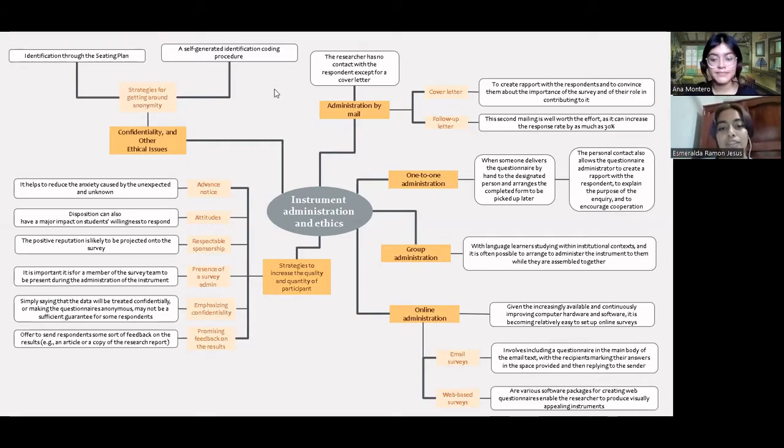Well, we also have strategies to increase the quality and quantity of participants. We have advance notice, the attitudes, respectable sponsorship, presence of the survey administrator, emphasizing confidentiality, and promising feedback on the results. We also have confidentiality and other ethical issues, and we have the strategies of identification through the seating plan and a self-generated identification coding procedure.